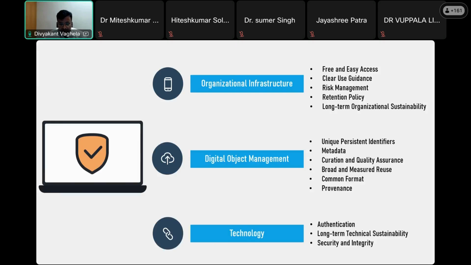Under organizational infrastructure, free and easy access should be given, clear use guidance should be there, risk management should be handled properly, a retention policy should be there, and long-term organizational sustainability should be there.